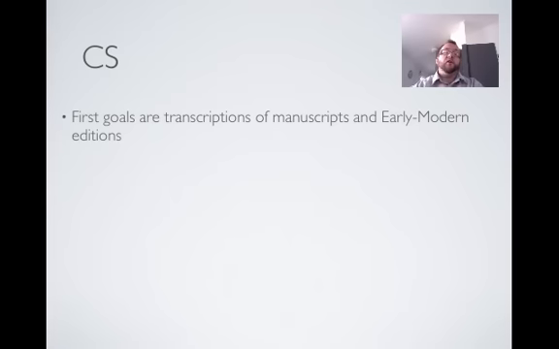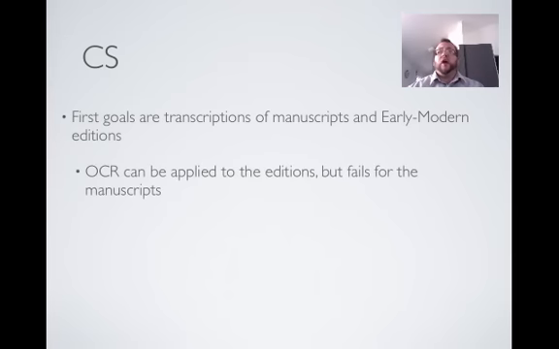Anyhow, let's go to the crowdsourcing aspect of the text. First goals are the transcription of manuscripts and early modern editions. So early modern editions are printed like our text now, so we can actually apply just normal OCR software, throw it on the early modern editions, and they will produce a sufficient result. But we can't do this for the manuscripts.